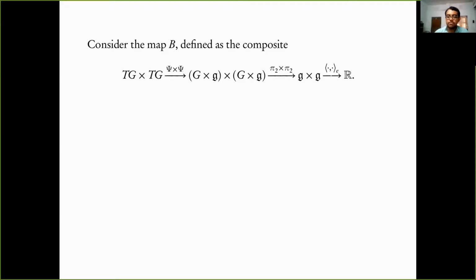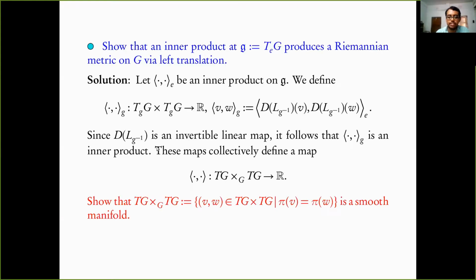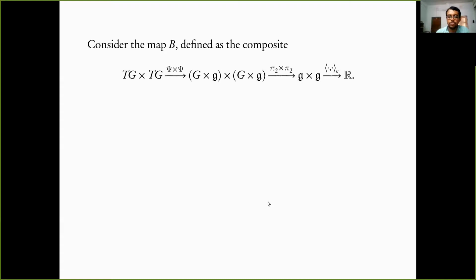Fine. So why is this useful? Well, remember, in this set, so the point is, let me go back one slide. So this set TG cross TG over G, this is a subset of TG cross TG. It's a smooth submanifold, okay? So this map that I have will restrict to a smooth map on the submanifold that I just discussed in the previous slide. The only question is, what is that map? What is the restricted map?